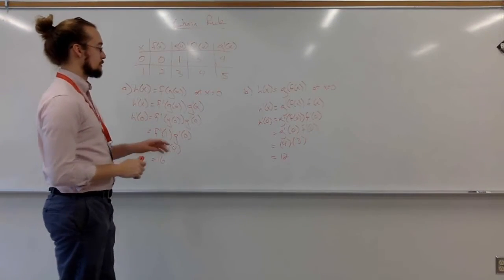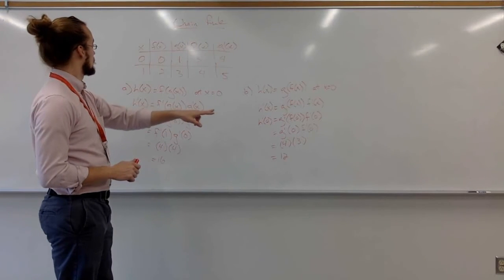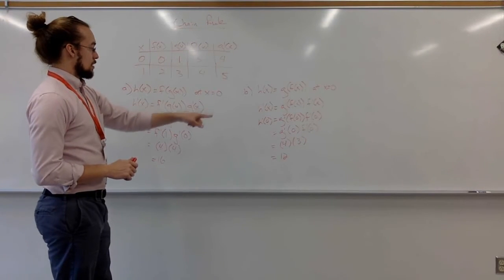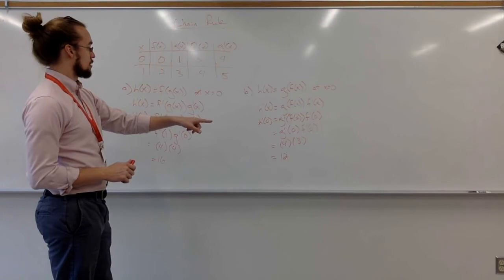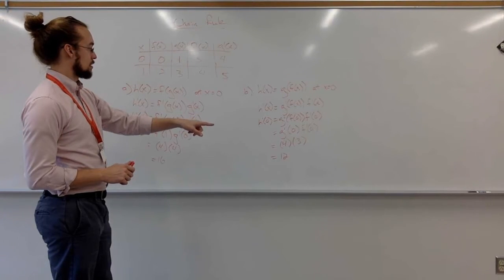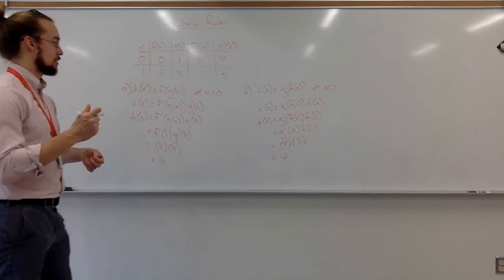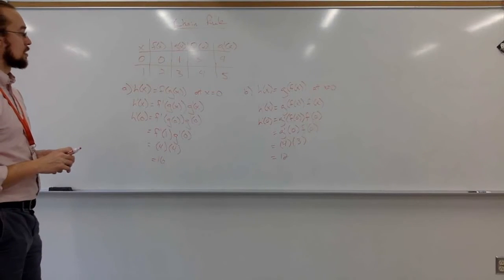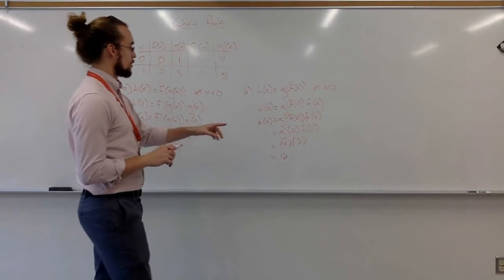Wait, did I mess something up? What did I mess up? There should be a 0. It should equal 0. I got 12. Yeah, wait, what?